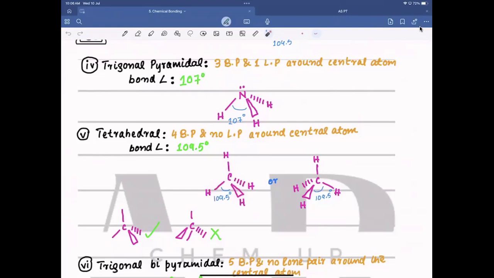And there is one requirement from Cambridge. You must keep in mind whenever you are making this 3D structure, the above-the-plane bond, which is shown by the bold line, and the below-the-plane bond, which is shown by the dotted line, must be adjacent to each other. If you put the normal bond between these two, then it is going to be marked as wrong. Okay.